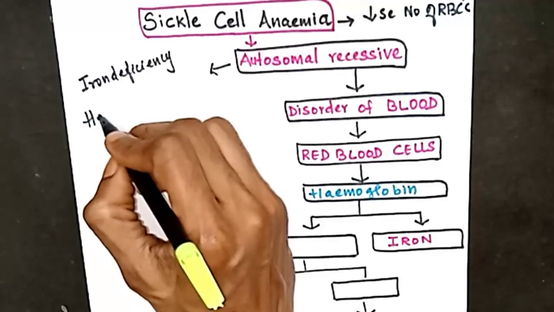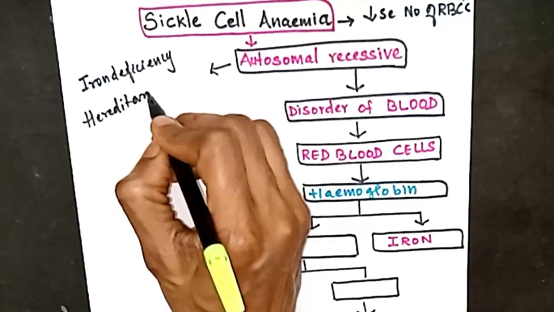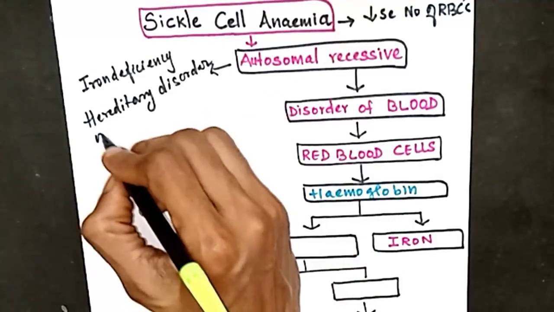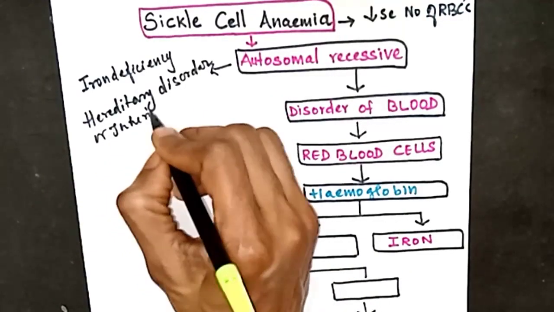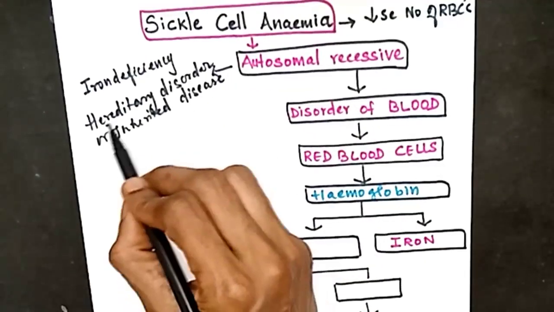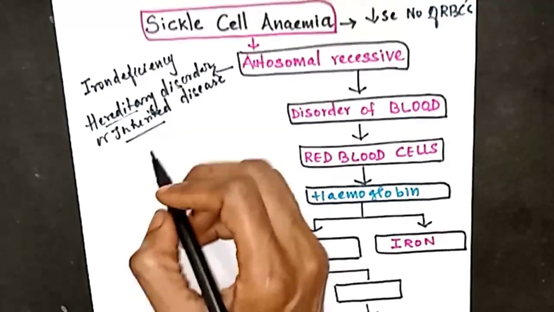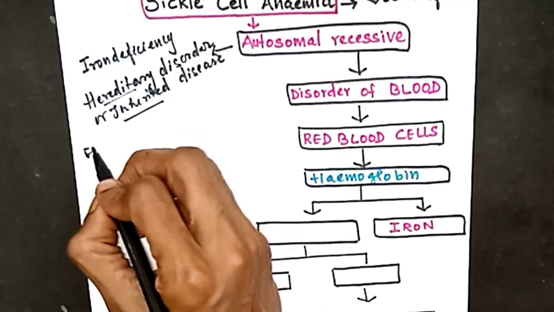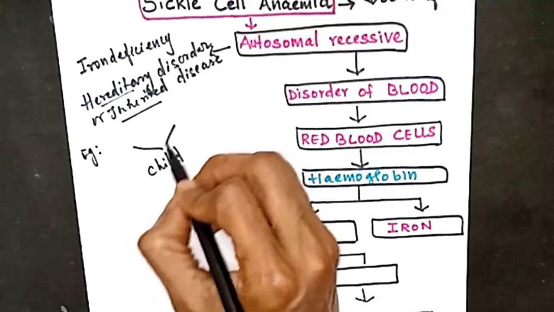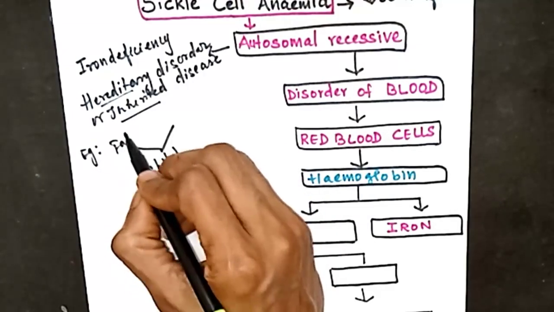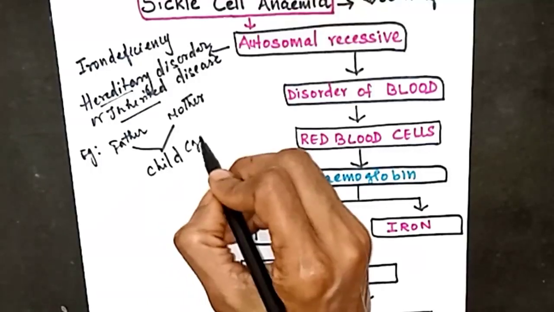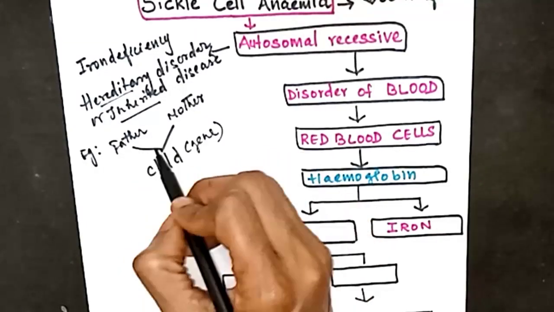It is a hereditary disorder or inherited disease. So what is the meaning of hereditary or inherited? We'll see it as an example. A child receives genes from both the parents, father and mother. So the child receives the gene from father and mother.